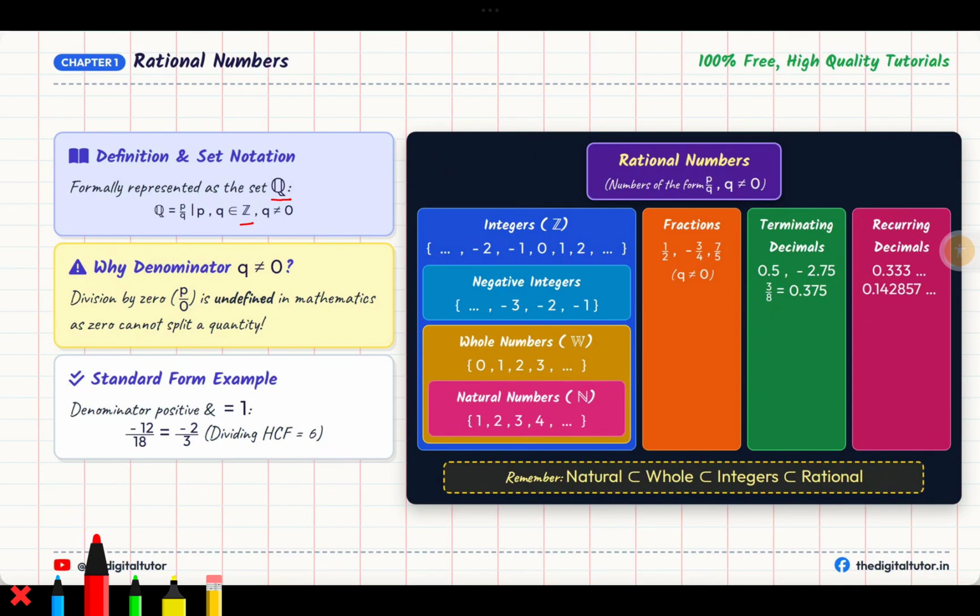Now why q cannot be equal to 0? Why the denominator cannot be equal to 0? Because division by 0 is undefined in mathematics, as 0 cannot split any quantity.